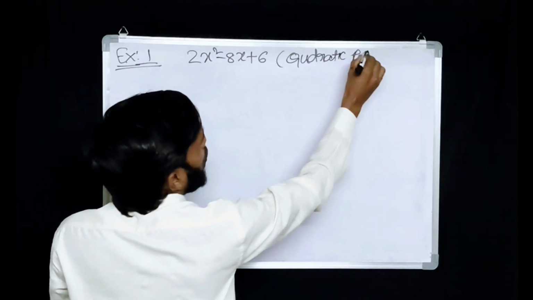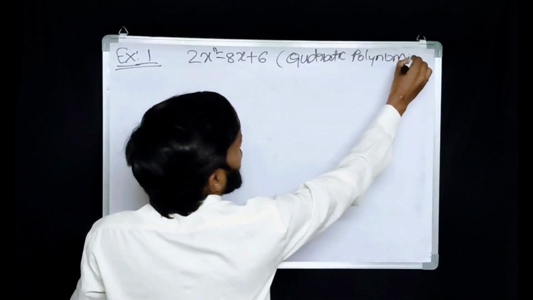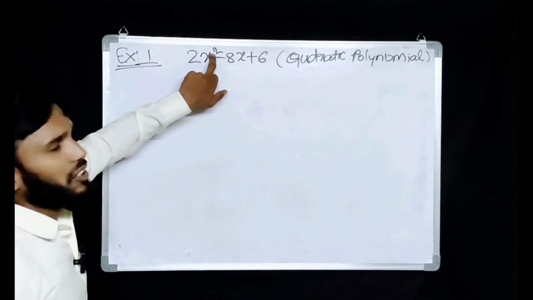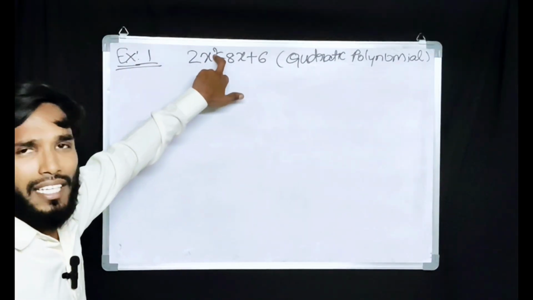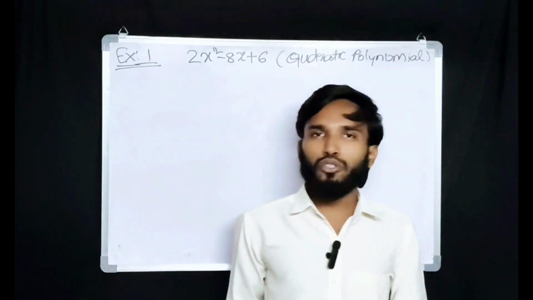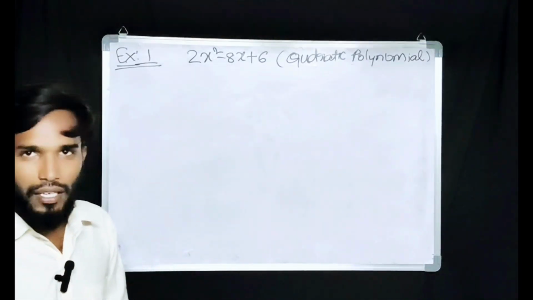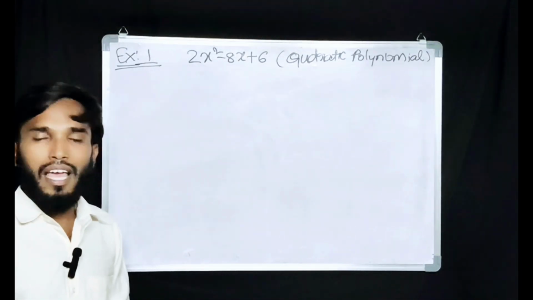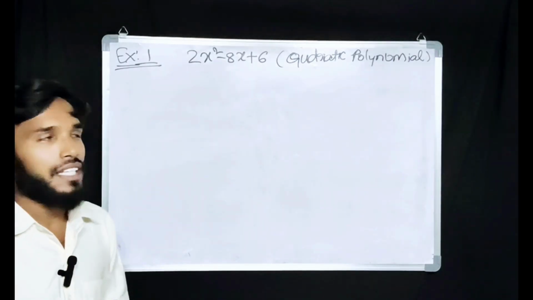Why is it a quadratic polynomial? Because its highest degree is what? x square. What is the highest degree? Square. That means it is a quadratic polynomial. How to find the zeros of a quadratic polynomial? As you learned in class 9, by splitting the middle term.